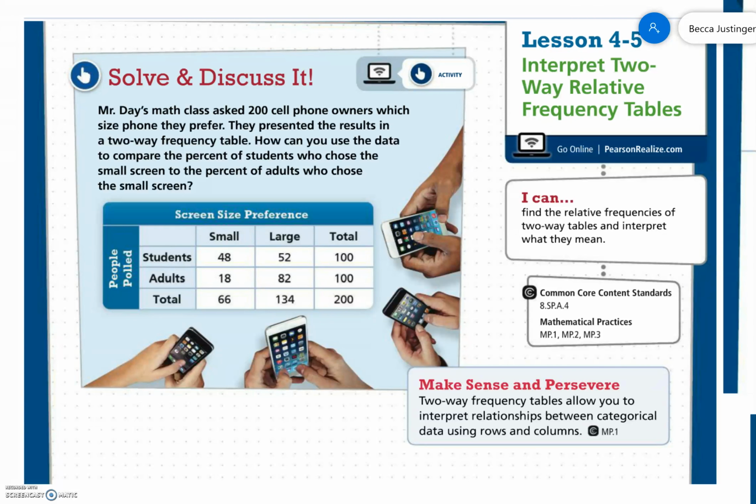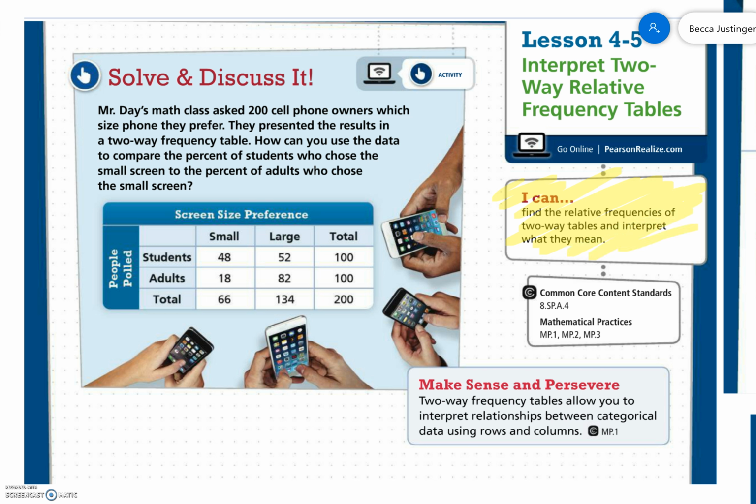Hi, 8th grade. Welcome to your last lesson of Topic 4, Interpret Two-Way Relative Frequency Tables. By the end of this lesson, I want you to be able to say, I can find the relative frequencies of two-way tables and interpret what they mean. Let's solve and discuss it.